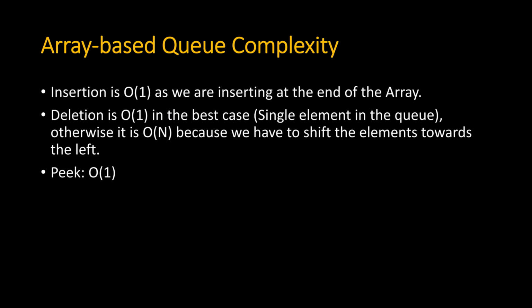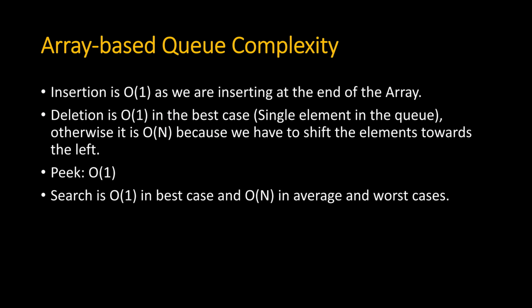Peek is O(1) because we are checking the first element in the array. Search is also O(1) in the best case when the element exists at the beginning of the queue, and O(n) in case of worst and average cases because we have to find the element using linear search.